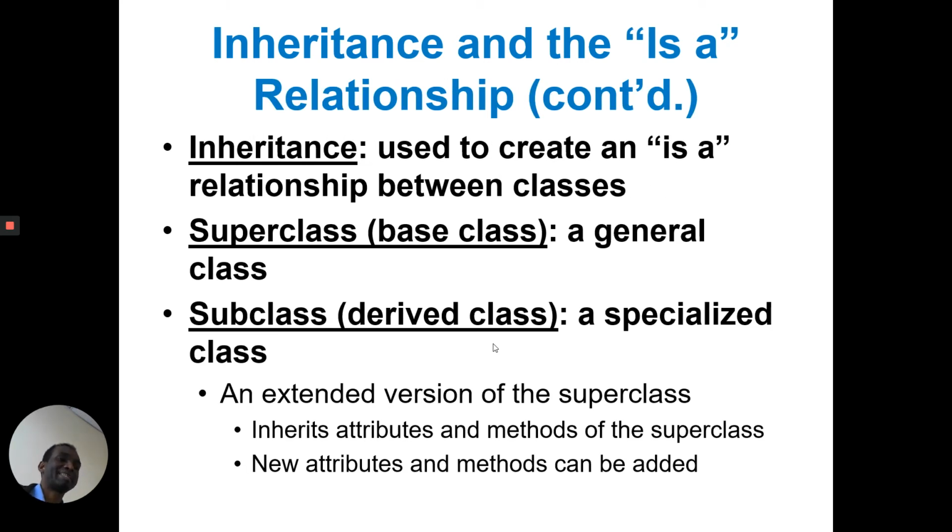Inheritance is used to create an is-a relationship between classes. So you have a superclass, which is the base class, the general class, and then you have the subclass, which is the derived class. So this would be a specialized class, an extended version of the superclass. It inherits attributes and methods of the superclass, and new attributes and methods can be added. So when we say it inherits attributes and methods, we mean that it inherits the state. Remember, we discussed the state, which is the hands, the legs, and the eyes, and so forth. And then the methods, what you do with those hands and legs, and so forth, right?